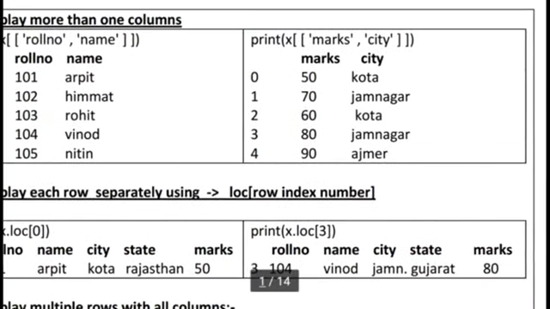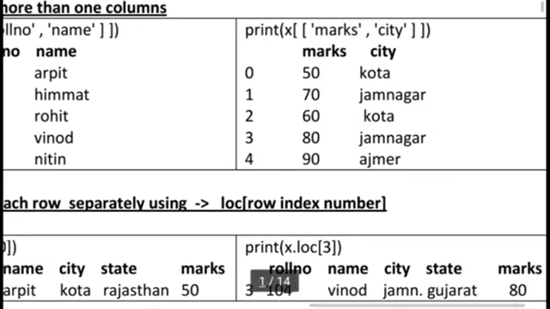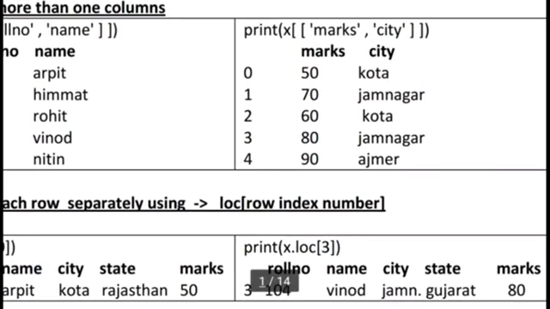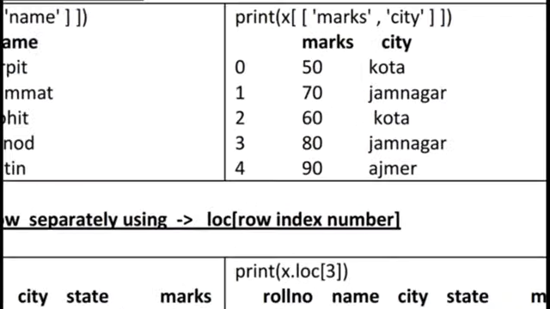Suppose I want to display marks and city. We can use x in the outer square bracket and inside the inner square bracket we can use more than one column name, and then it will display marks and city.